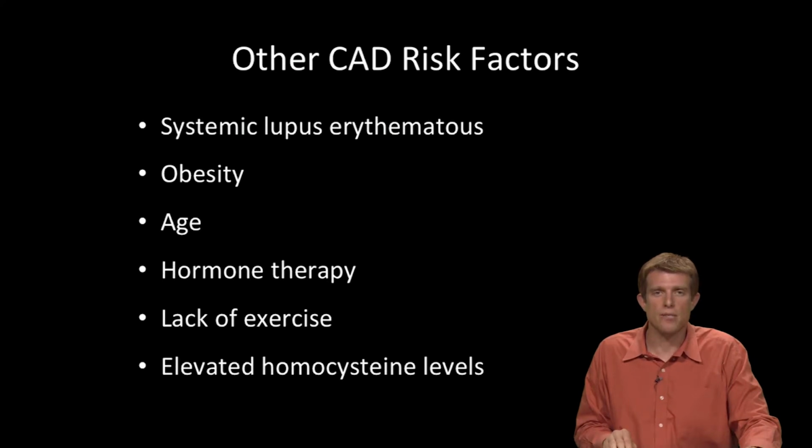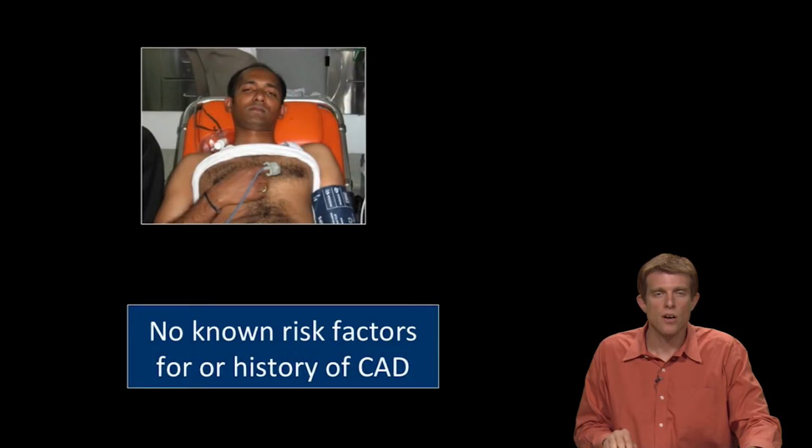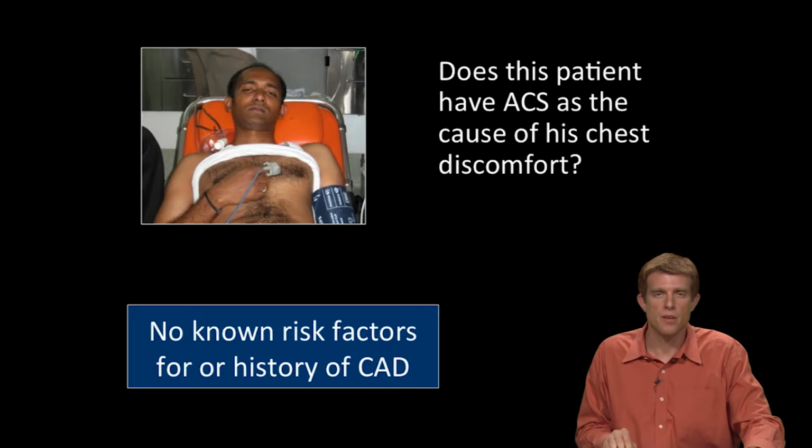Other coronary artery disease risk factors, though, have been identified, such as lupus, obesity, older age, receiving hormone therapy such as estrogen, lack of exercise, and elevated homocysteine levels. Our patient had no known coronary risk factors or history of coronary artery disease. So the question we have to ask ourselves is, does this patient have acute coronary syndrome as the cause of his chest discomfort?